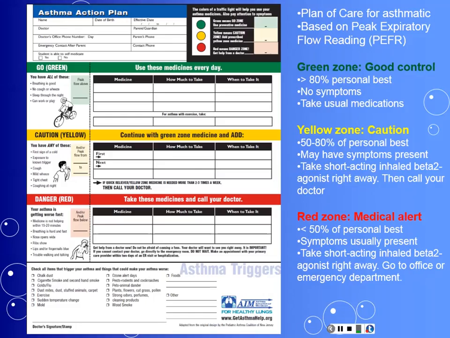Kind of let you know what to look for. If they start to get low in the evenings, well, if they're at home, is there a certain trigger at home they're getting exposed to? Yes?